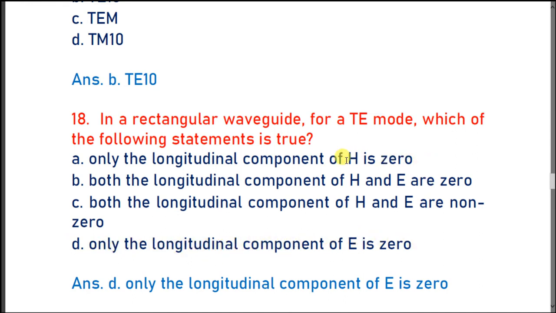Here H is 0, that is, it represents TM mode. If both are 0, that means TE mode. If both components are non-zero, that is TEM mode or any other mode. But this one represents E equal to 0, that is TE mode. So the answer is D.